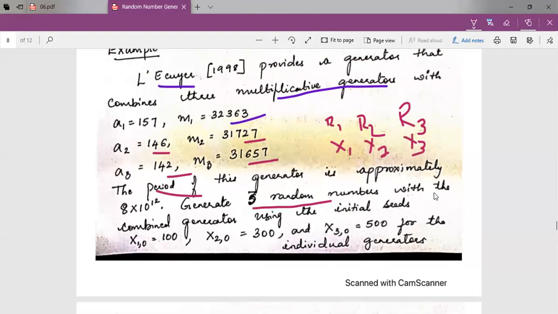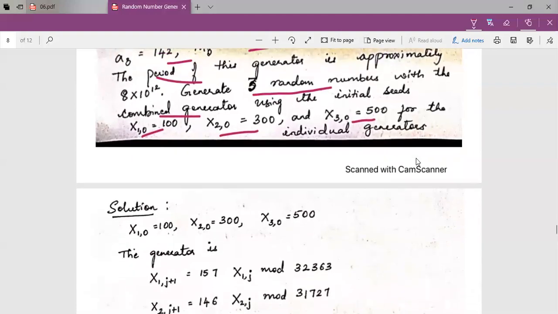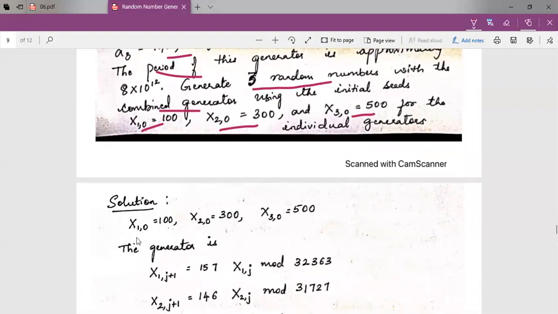Then with the combined generator, we use the initial seeds x(1,0) as 100, x(2,0) as 100, x(3,0) as 100 for the individual generators. Initially, the seed value is always given with respect to X0. Since we have 3 generators, x(1,0) is the initial seed value for the first generator, then for the second generator, and for the third generator. Now I need to calculate the random numbers, so the initial seed values are given here.